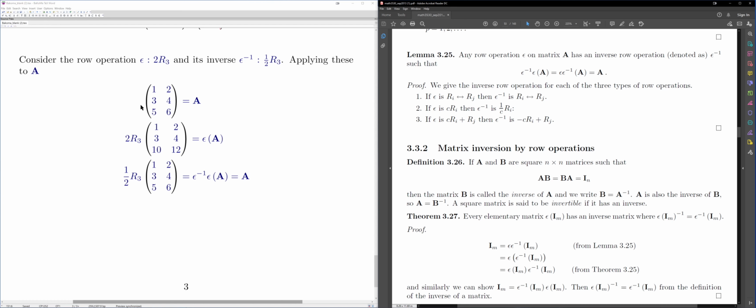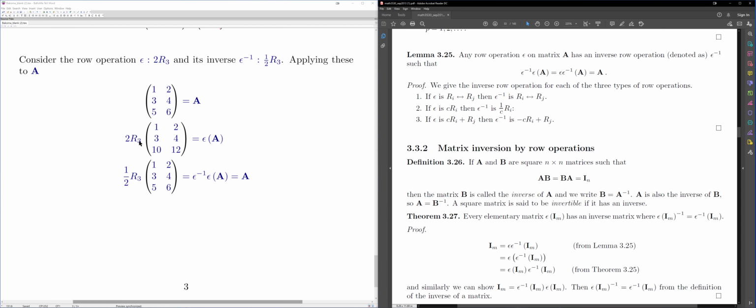So this was my original matrix A. I did a row operation, which is 2 row 3. And in order to reverse or to invert the operation that I did, because I multiplied row 3 by 2, to reverse the process I multiply row 3 by a half. So this half row 3 over here is an example of an inverse of the row operation 2 row 3.